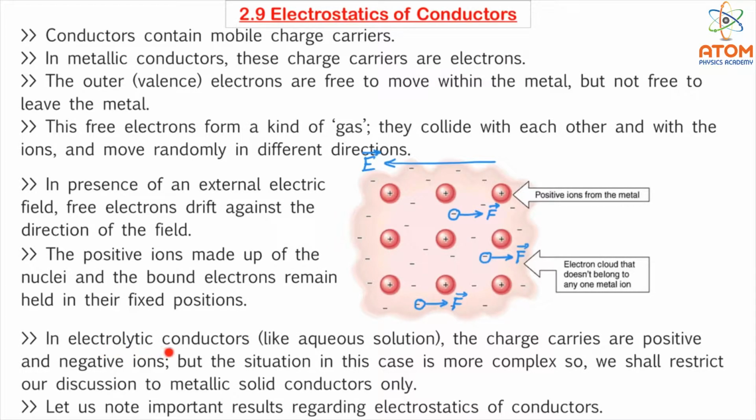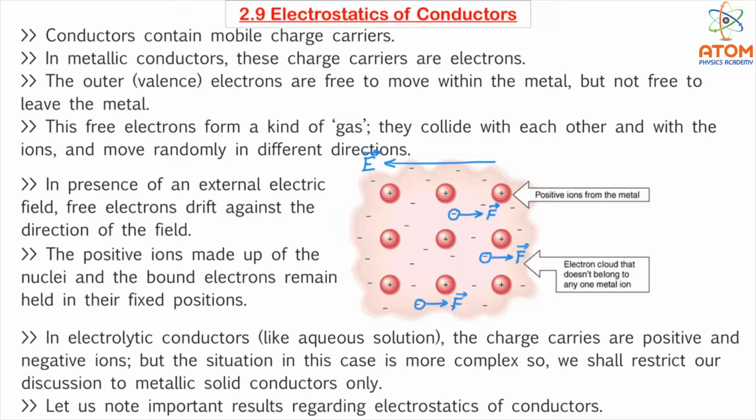Now, in an electrolytic conductor, let us say we take an aqueous solution of H2SO4 or an aqueous solution of, let us say, HCl. Then that will have H plus ions and Cl minus ions. That means it will have two ions, positive and negative, both. So these ions are the charge carriers of this aqueous solution, which is known as an electrolytic conductor.